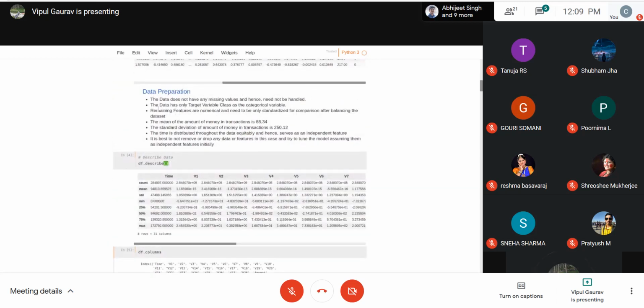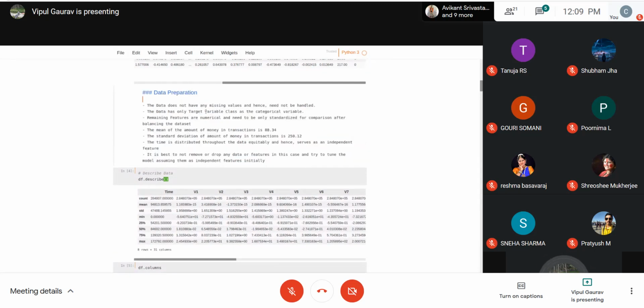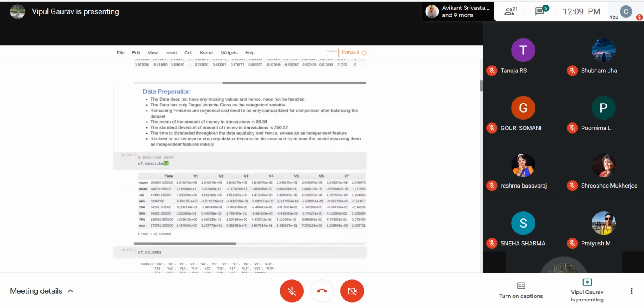So you can see that these are the insights which I took out from our very simple exploration. In fact, we haven't done the exploration that we'll be doing next. So we already observed there are no missing values. It has only one target variable as a categorical variable, which is class 0 or 1, and the remaining features are numerical and need to be standardized. That means for comparison, we need to bring them to a similar scale.